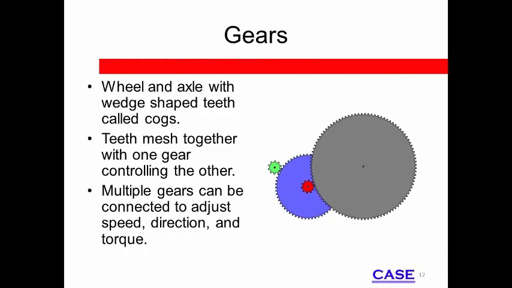A gear consists of a wheel and an axle with wedge-shaped teeth called cogs. The cogs of the gear interlock with the cogs of another gear. Because they are interlocked, if one gear moves, the other will move as well. Gears of different sizes can alter the speed, direction, and the amount of torque in the machine.